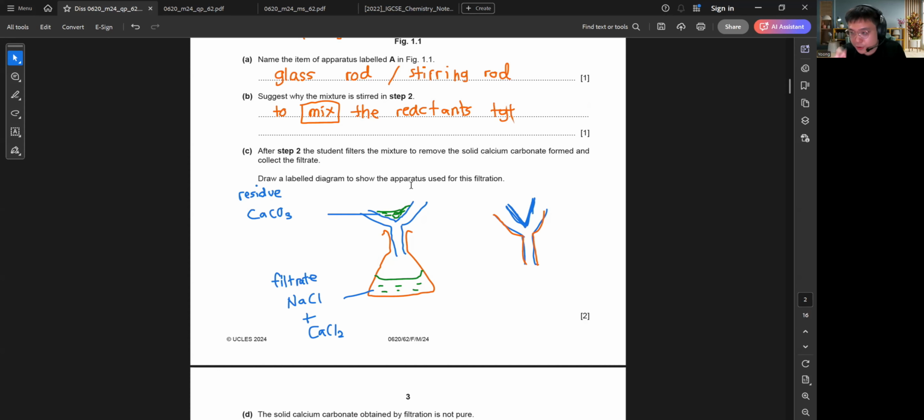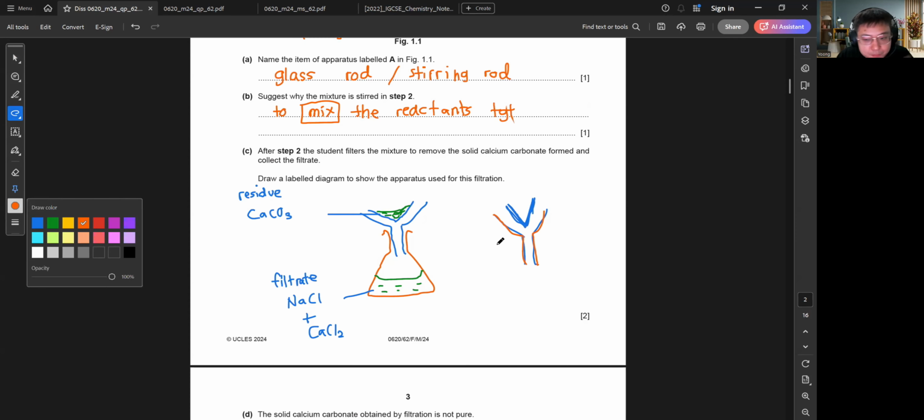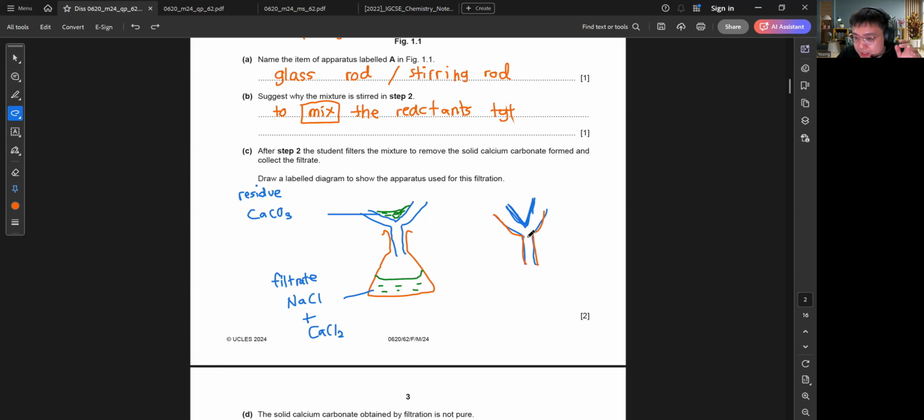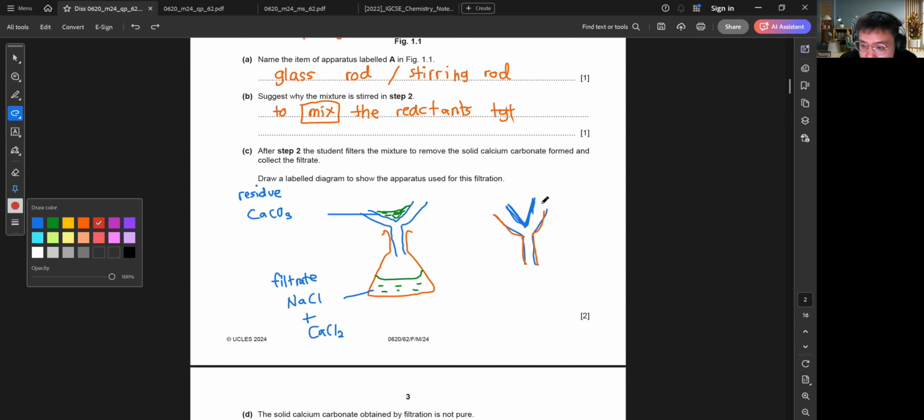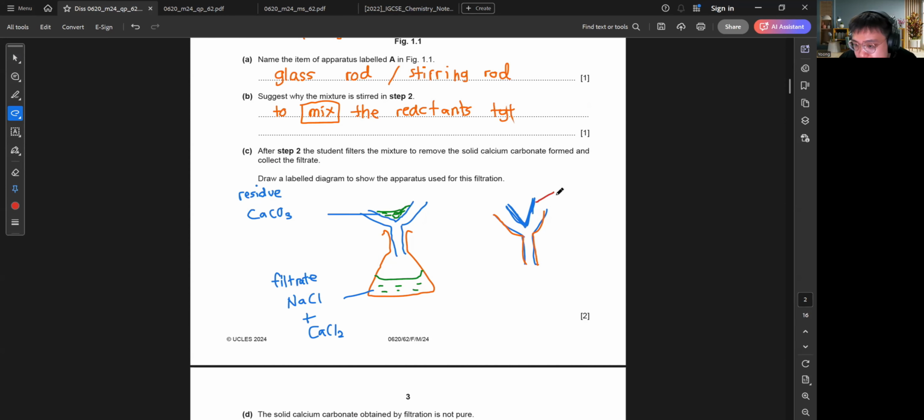Because for this filter paper, if you can see, there are two layers to this. There is the orange layer and the inside blue layer. So what the inside blue layer actually represents, let's label it together, all right? This inside layer represents, let's use a different color. It's not that obvious. The inside one represents the filter paper.